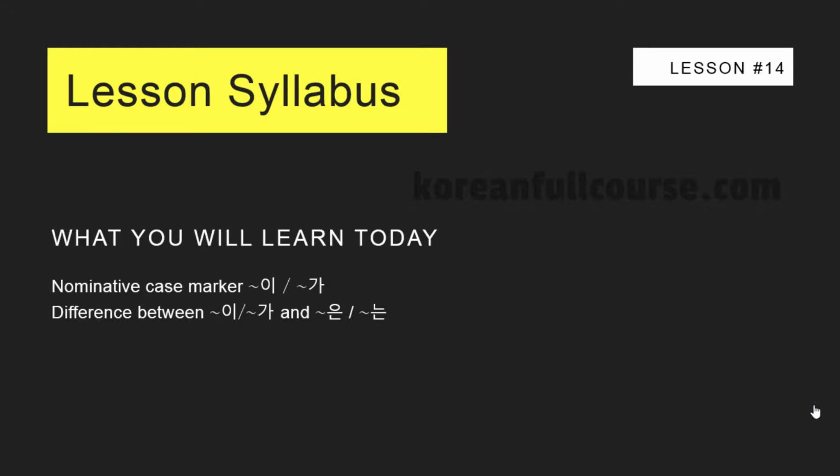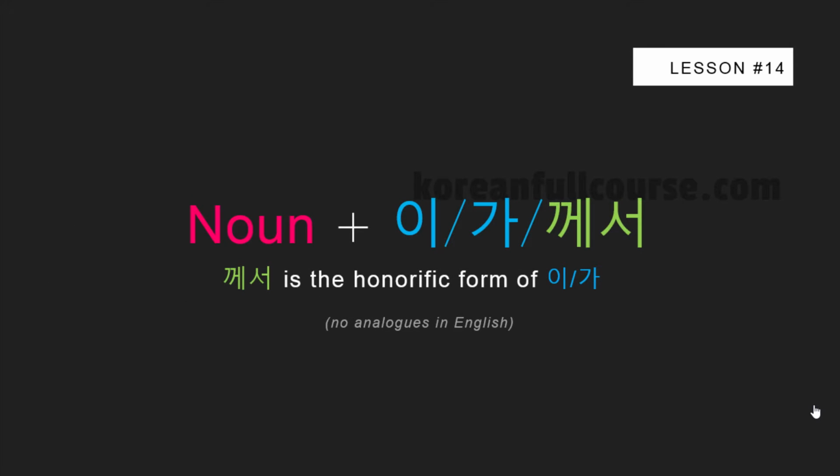Hi, in this lesson you will learn the nominative case marker 이/가, and I will also explain the difference between 이/가 and the 는 particle. 이/가 is the nominative case particle. It is attached to a noun or a pronoun. If the noun ends with a consonant, use 이, and if it ends with a vowel, then use 가.